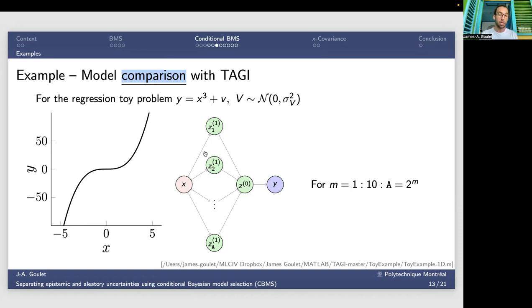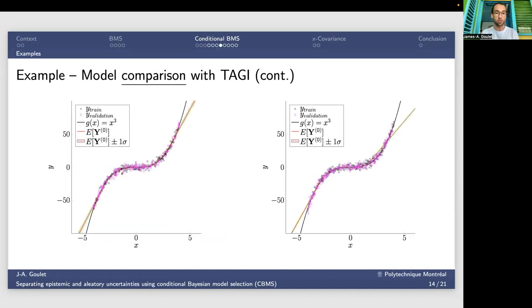I'm going to have one hidden layer, which contains a variable number of hidden units. I went through 10 different models, where models 1 to 10 have 2 to the power m hidden units. So my model 1 will have 2, model 2 will have 4, then 8, 16, 32, like this. And I want to see among these 10 different configurations which one is the best model, which one best explains the data. I want to use model selection to tell me this, assigning a probability to each of those 10 models.